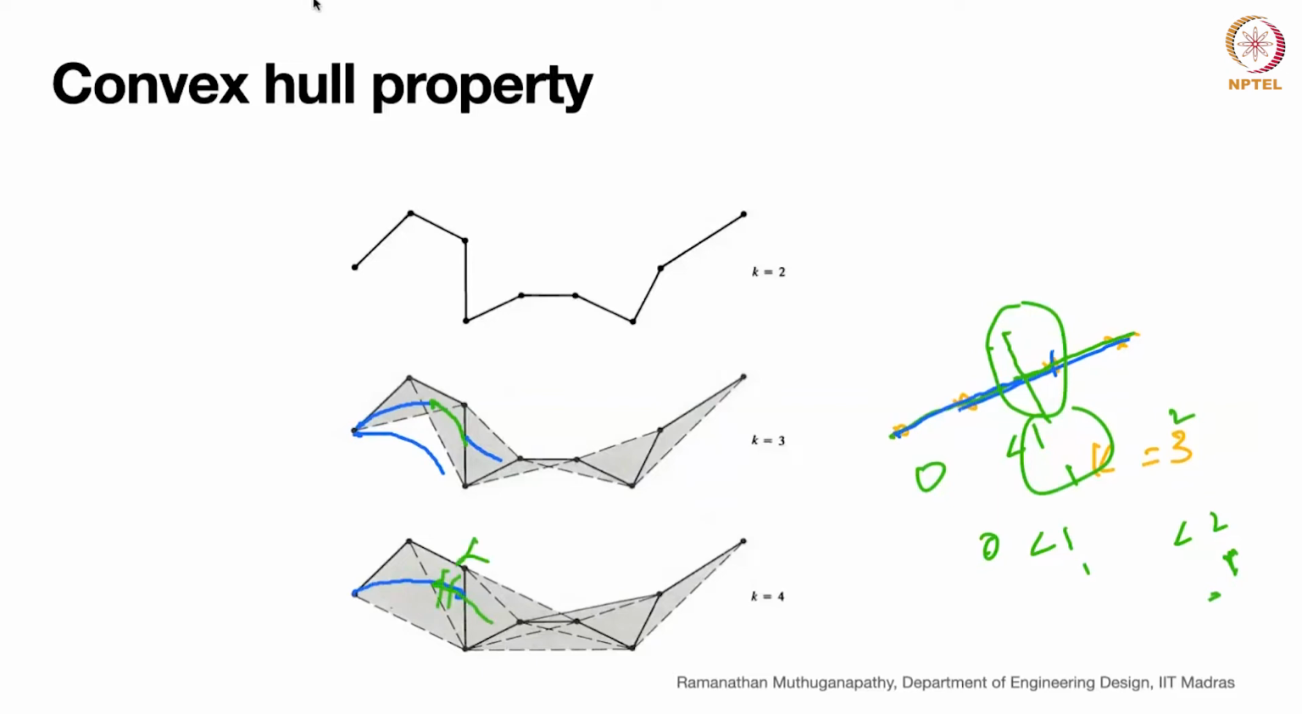The convex hull regions can overlap. But the idea is that the curve is going to lie within the convex hull of k consecutive points. But the curve will not overlap. Okay, sir. Thank you, sir.